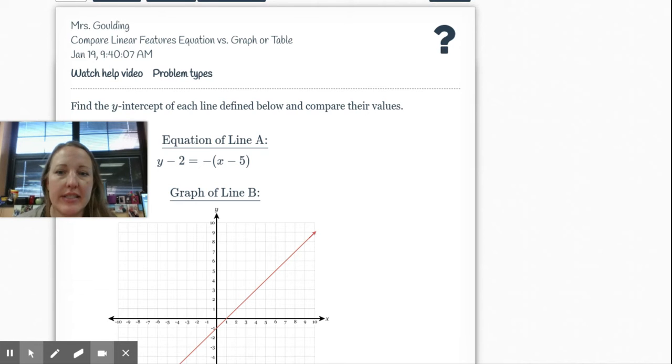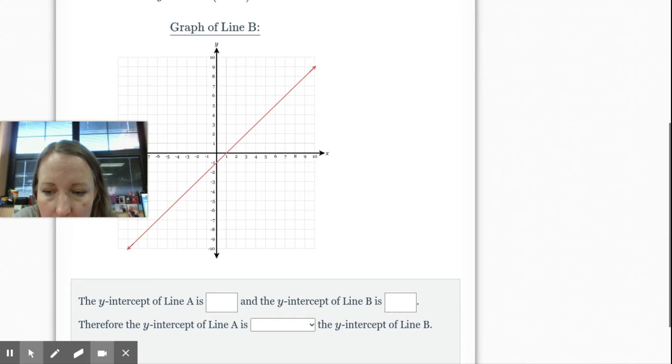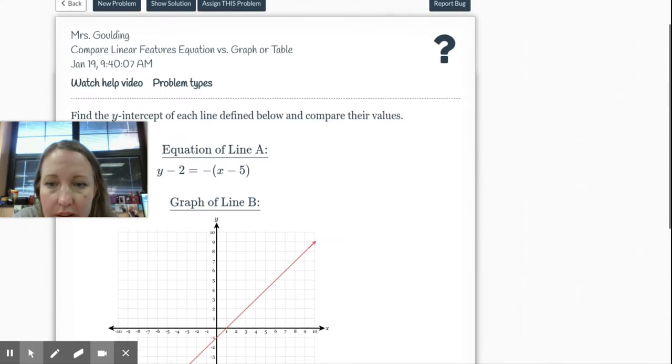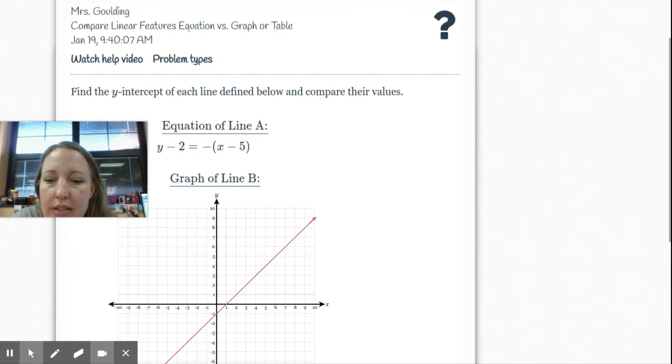So what it says, ultimately down at the bottom, is, what is the y-intercept of each line? And then we have to compare them. So the y-intercept is easy to see on the second line, graph of line B, because that's -1, right? So we can see that. But it's really this first one.